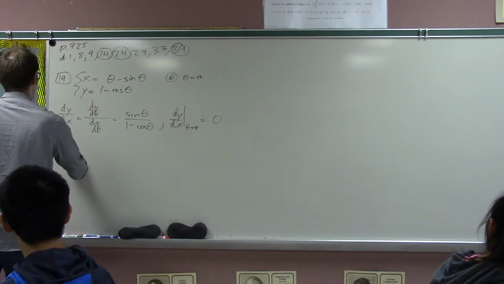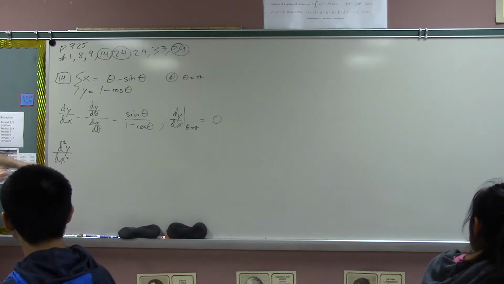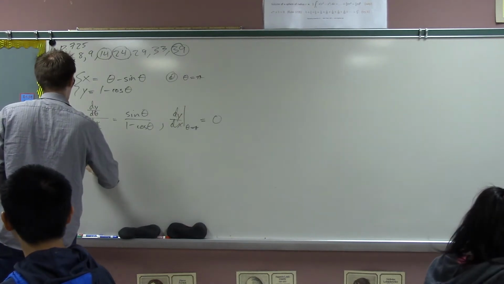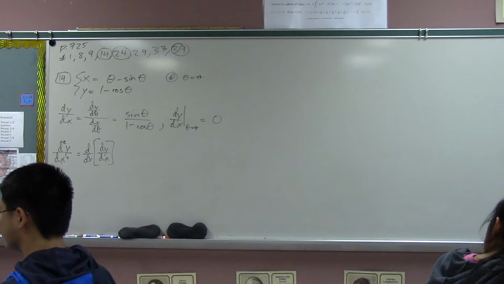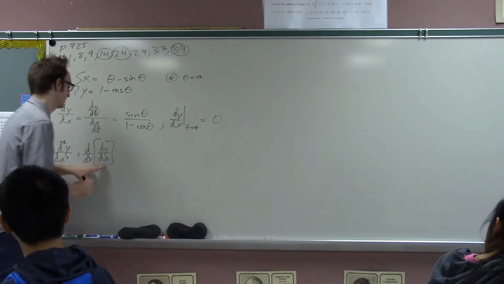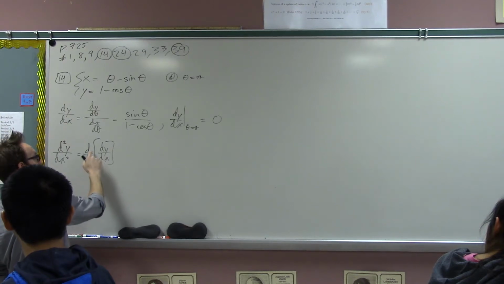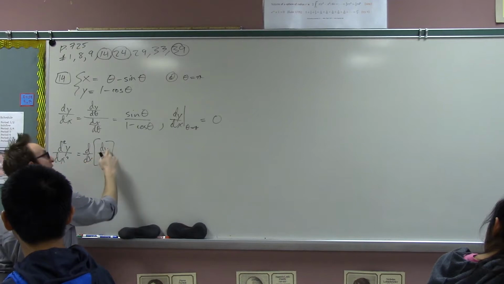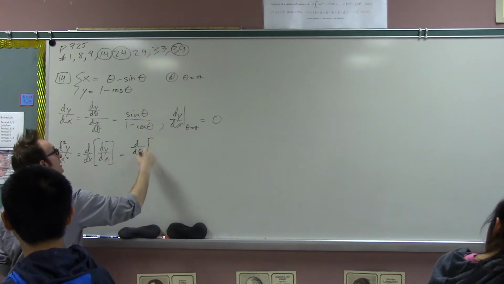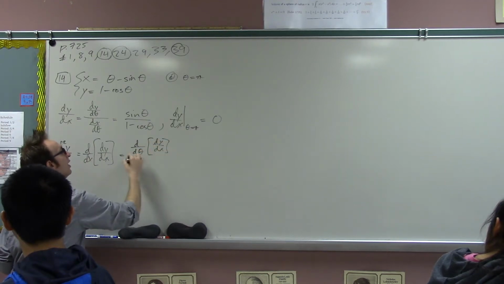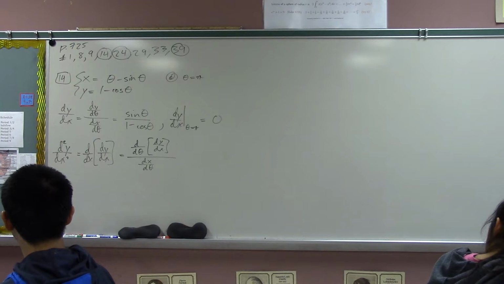Then I want d squared y/dx squared. The way I think of it is, it's the rate of change with respect to x of the slope of the tangent line to the parametric curve. So it's the derivative with respect to x of dy/dx. For reasons that we talked about last class, taking the derivative of dy/dx with respect to x is going to be the derivative with respect to theta of dy/dx, over dx/d theta. Everyone cool with that? Okay.